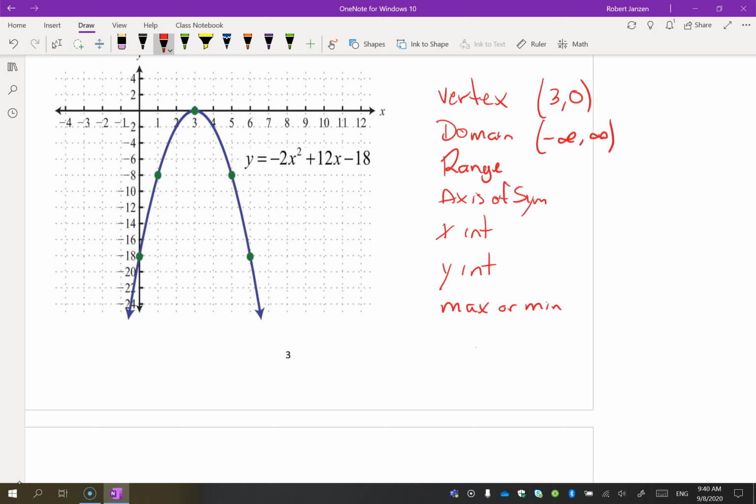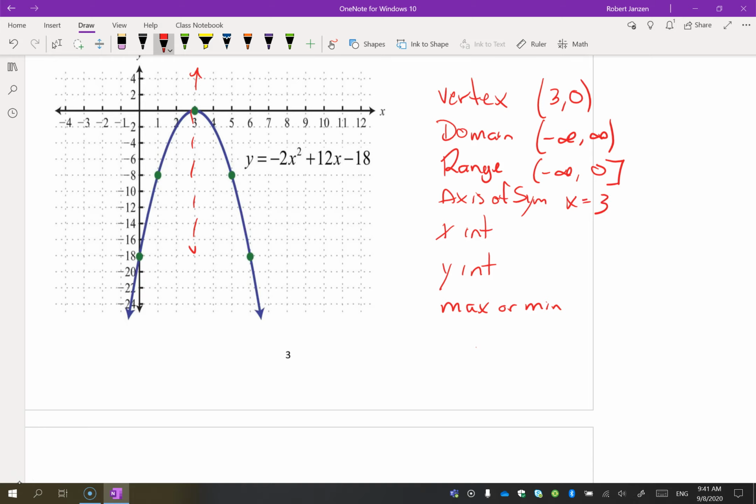What is the range? Well, the range starts at -infinity and goes all the way up to 0. So you can see it goes forever this way, and it stops right here. Axis of symmetry. That's x = 3. Notice I'm writing it as an equation. It should always be an equation.